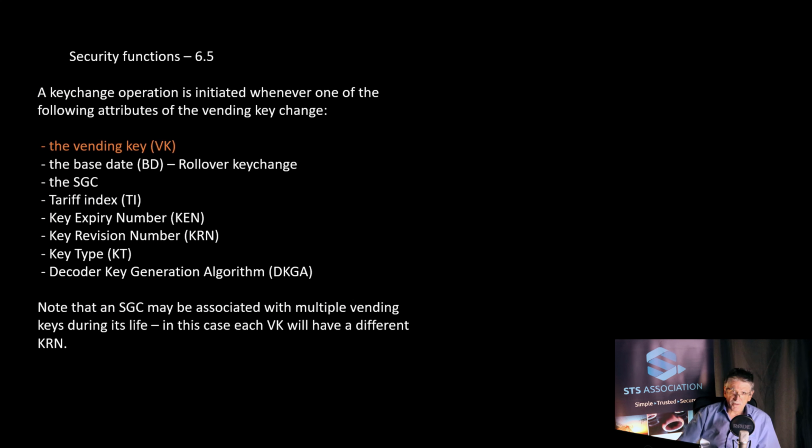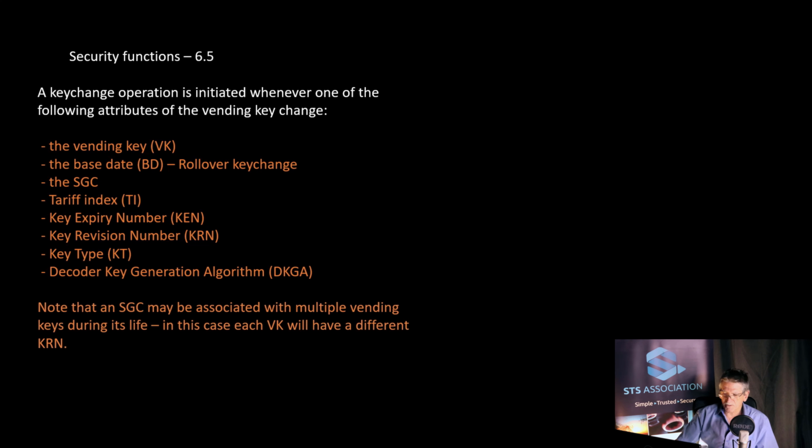A key change operation is initiated whenever one of the following attributes of the vending key change. One is the vending key itself. If that changes, you need to do a key change. The base date, and typically this would result in a rollover key change token set. The supply group code, the tariff index, the key expiry number, the key revision number, the key type, and the decoder key generation algorithm. So if any of those change, the key in the meter must change.